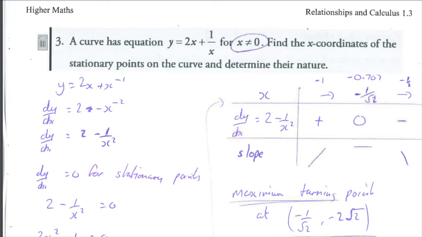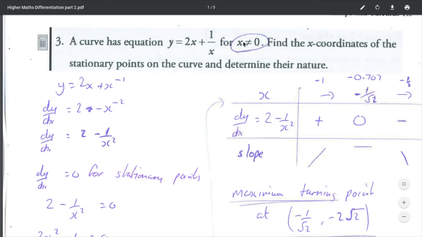So one more example. Question 3, a curve has this equation for x is not equal to 0. So that means that the curve will not be continuous at x equals 0. So the curve will not touch x equals 0. Okay, so it will not be a continuous curve like the previous examples have been. Find the x-coordinates of the stationary points on the curve and determine their nature. So we cannot use x equals 0 when we're looking at the nature of the stationary points in the nature table. So first of all, get it into a format we can differentiate.